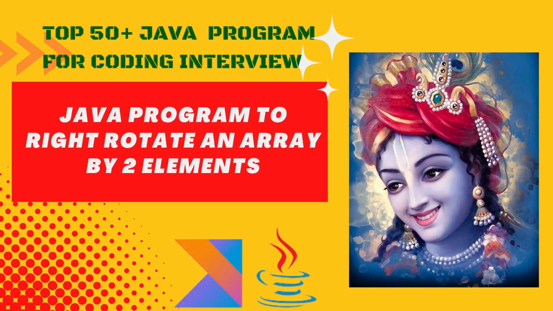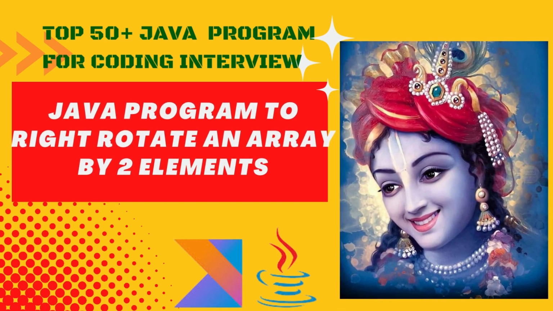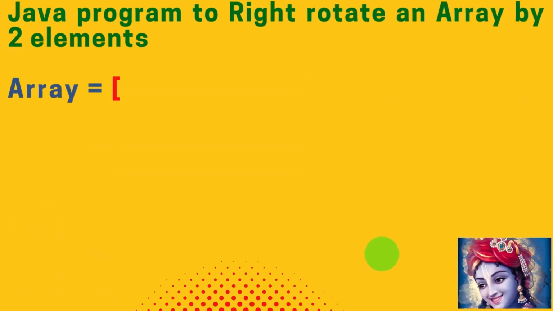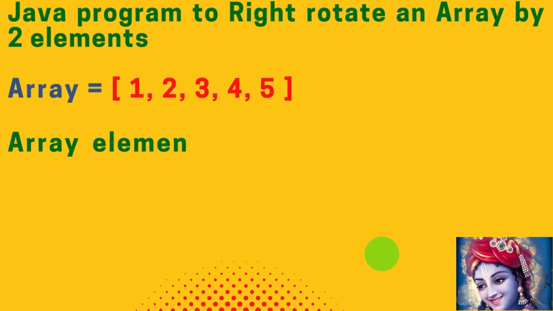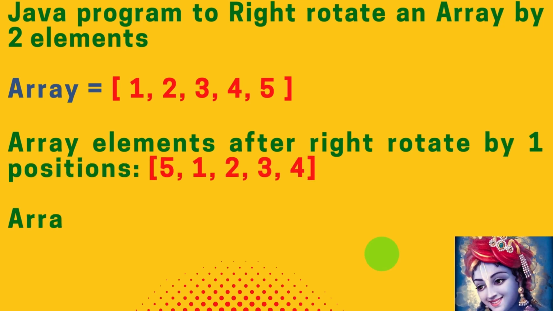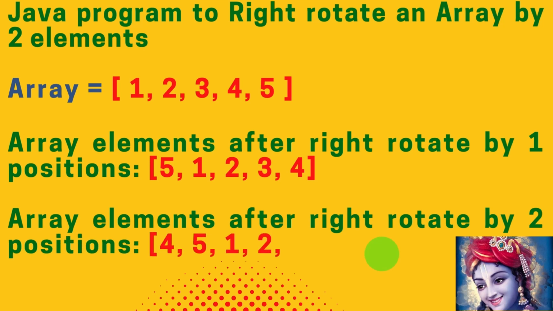In this video, we are going to implement a Java program to right rotate the elements of an array by two elements. Let us take an example of an array having the elements 1, 2, 3, 4, 5. Array elements after right rotate by one position is 5, 1, 2, 3, 4. Array elements after right rotate by two positions is 4, 5, 1, 2, 3.